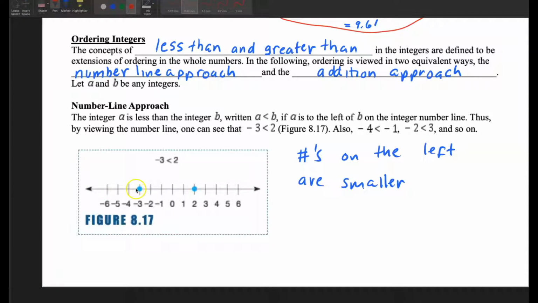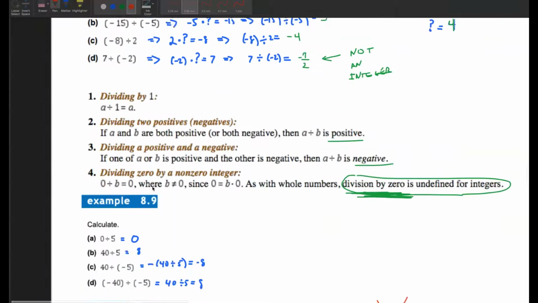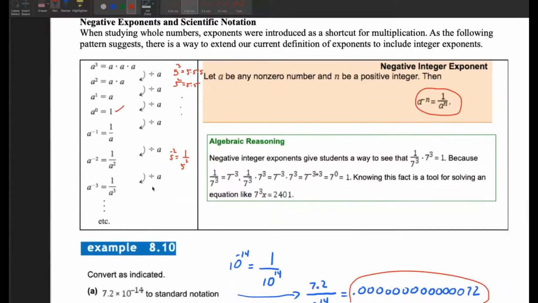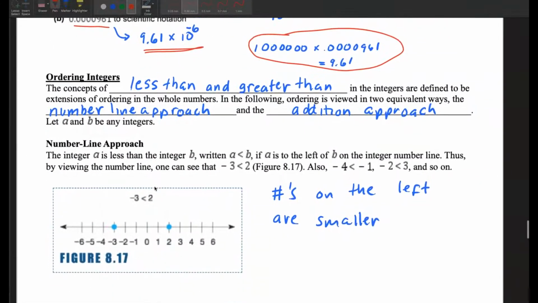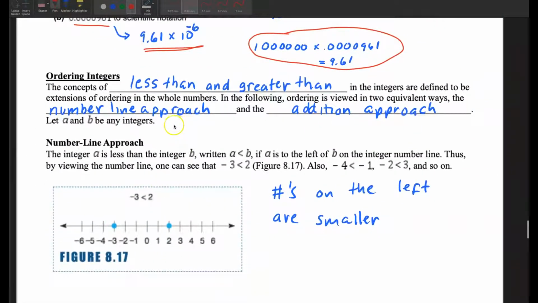So we go ahead and end chapter 8 with this idea of ordering integers. How do we know when one integer is bigger than another? And so we'll have two approaches to that. We'll use a number line approach and an addition approach. And we've done this previously too, way back at the beginning of the class, about how we know.